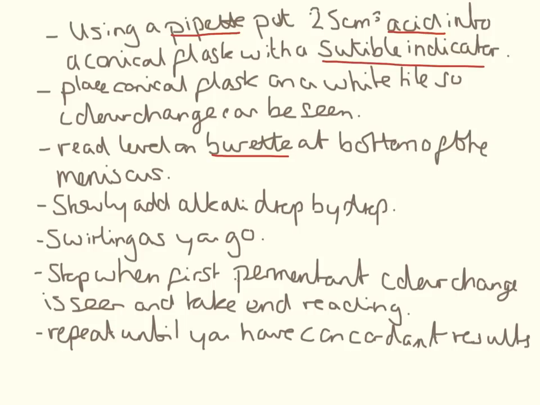With a suitable indicator, it may ask you to name the indicator, it may not. Place conical flask on a white tile so that the colour change can be seen. This seems like a little thing, but it's really, really important. Read the level on the burette at the bottom of the meniscus. Now, you might just think read the level on the burette is enough, but at the bottom of the meniscus tells the examiner that you know exactly what you're talking about.